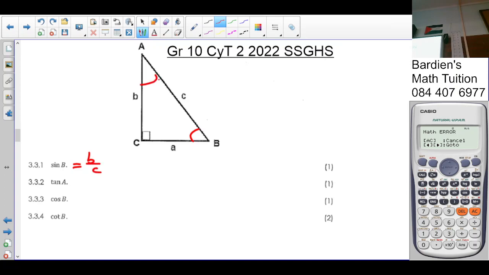Tan of A, there's angle A. Tan is opposite, which is A, over adjacent, which is B. Cos of B is adjacent, again this angle, adjacent over hypotenuse, so it's going to be A over C. Cot of B, also this angle here, cot is the reciprocal of tan. Tan is opposite over adjacent. So cot is adjacent over opposite. So it's A over.